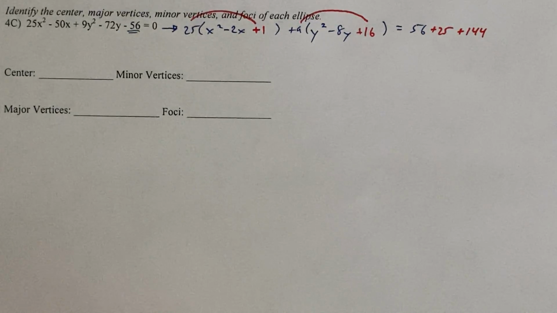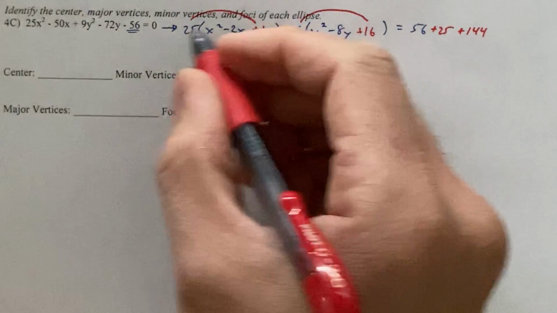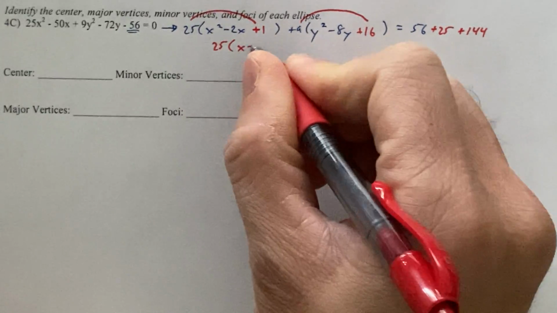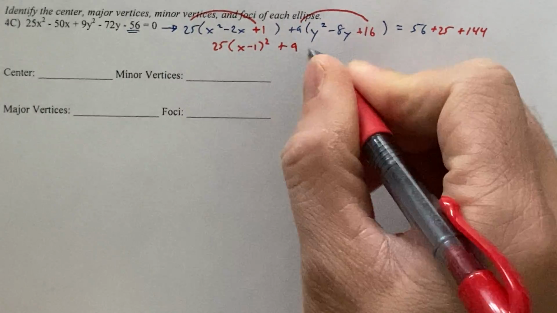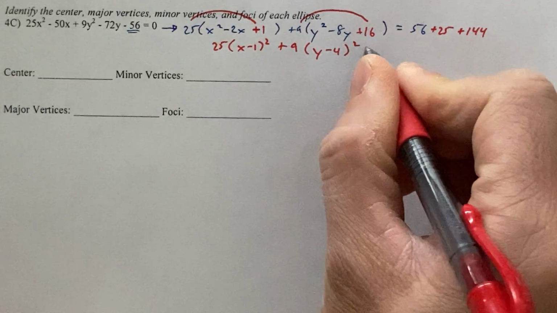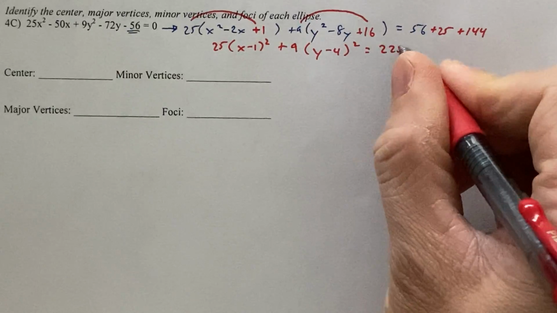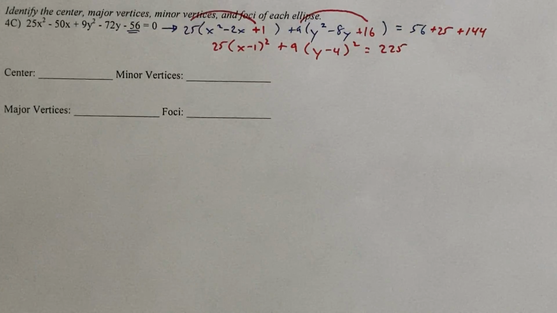Okay, now I'm gonna get it into a slightly cleaner format using just factoring. So this is gonna be 25. This should be super duper easy to factor. X minus 1 quantity squared plus 9 y minus 4 quantity squared equals, if I add all of those up, that equals 225. Okay, so here's the deal.